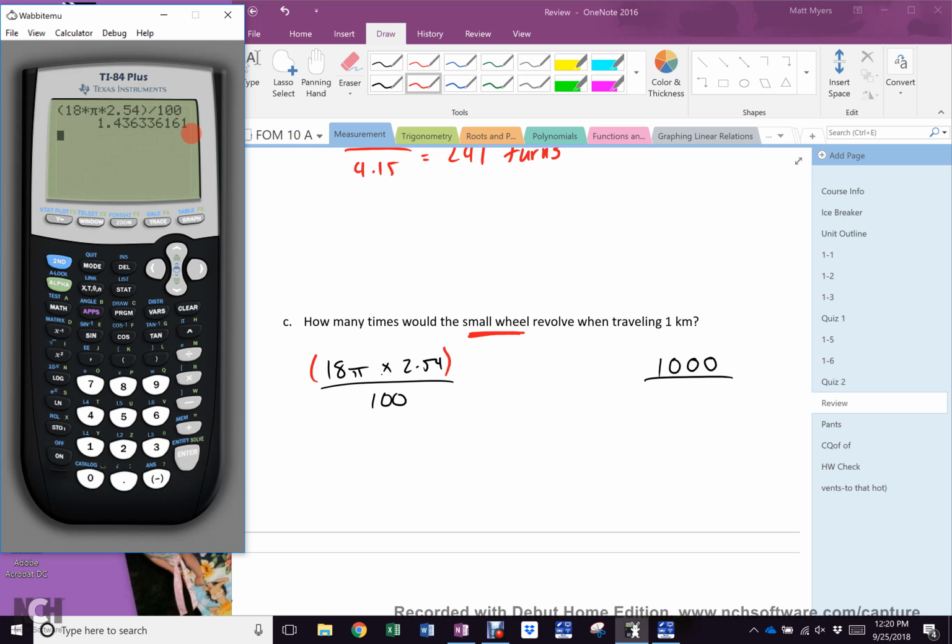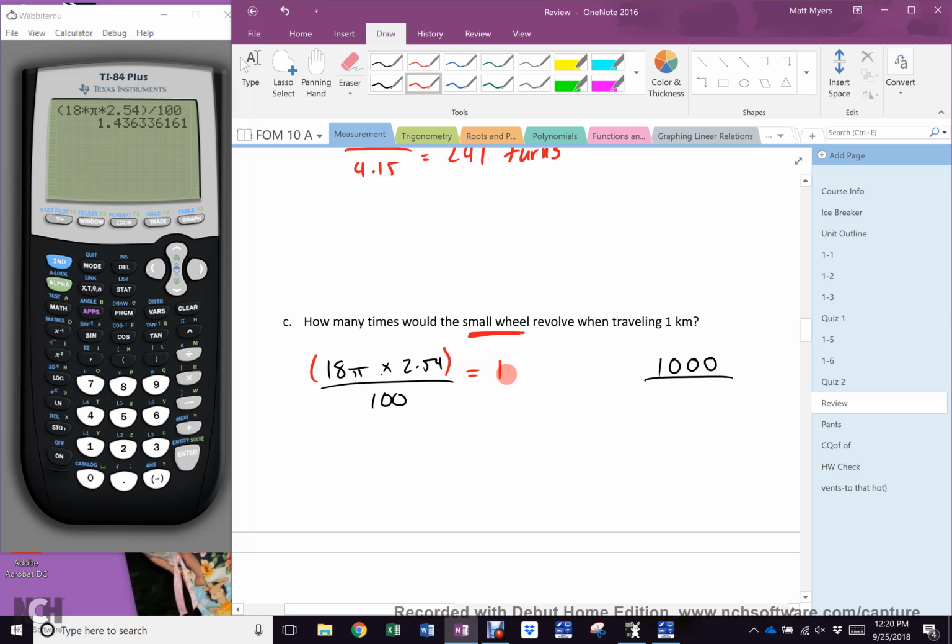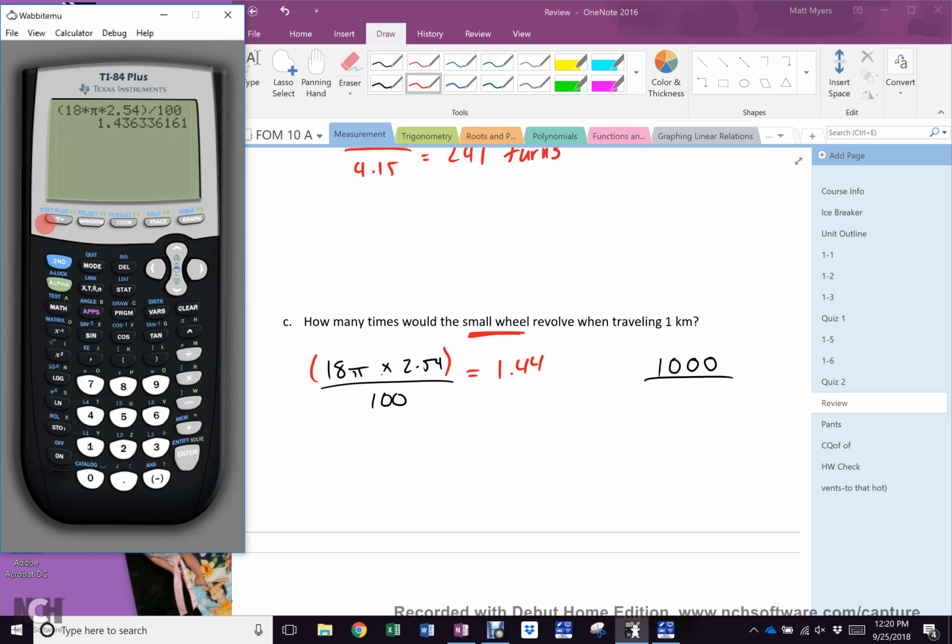1.436336161. Do I want to write all that out? No. But I am going to write out 1.44 just in case. My calculator has given me that answer, yes? I know I need to do 1,000 divided by that. To get the best possible answer, I should use as many decimals as possible, right? But I don't want to punch in 73 decimals. So here's what I do.